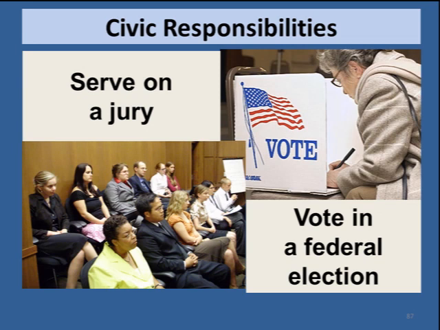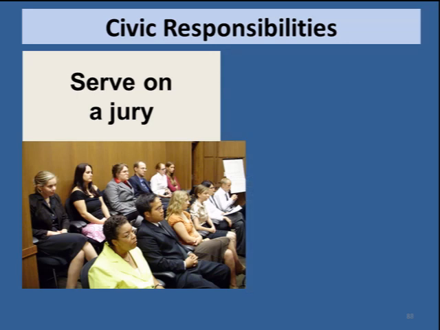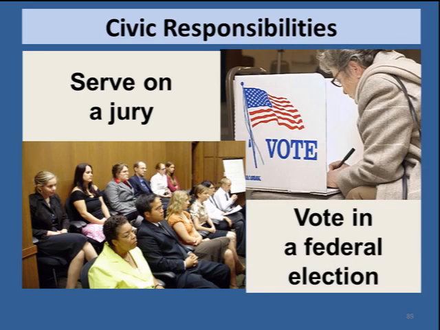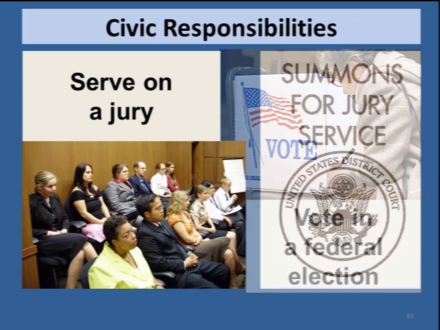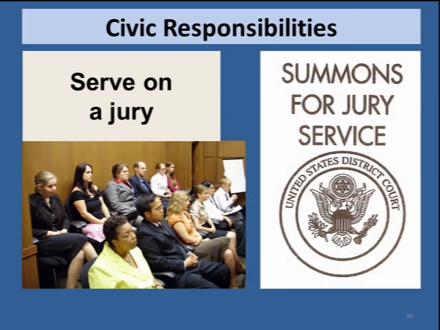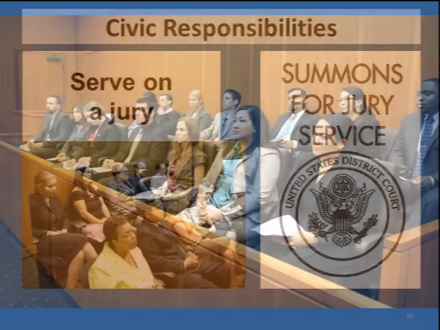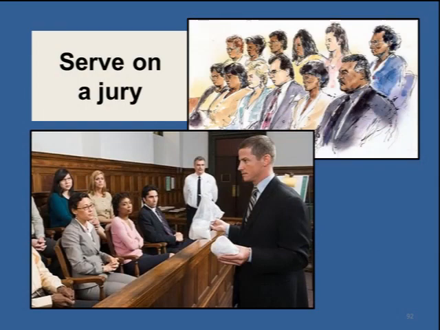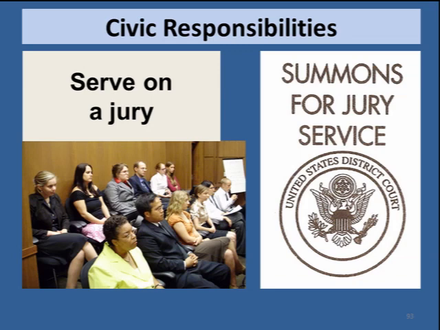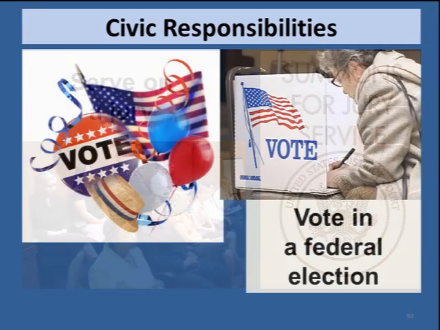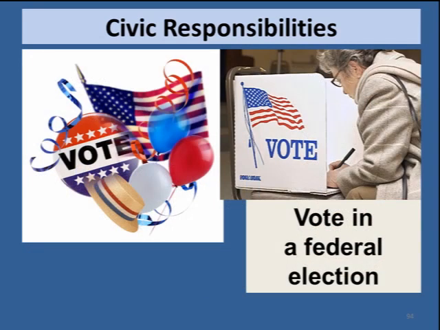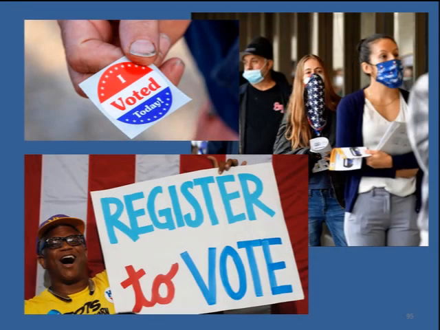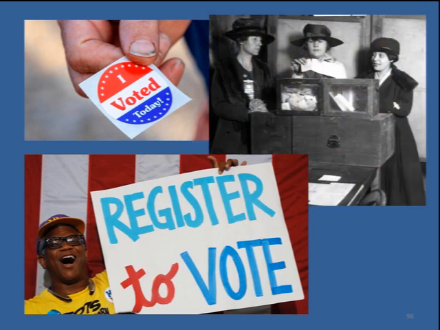2 responsibilities of every citizen are to serve on a jury and to vote in federal elections. The Constitution allows citizens the right to a trial by jury. A jury is a group of citizens who listen to a court case and decide if a person is guilty or innocent. If you receive a letter for jury duty, you are required to serve because jury duty is a legal responsibility. Voting, on the other hand, is not a legal responsibility, but a civic responsibility.